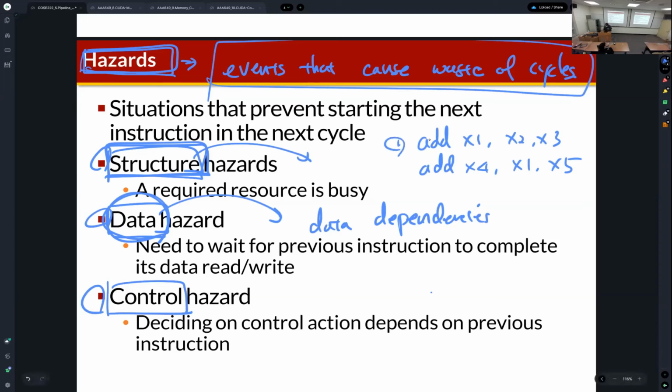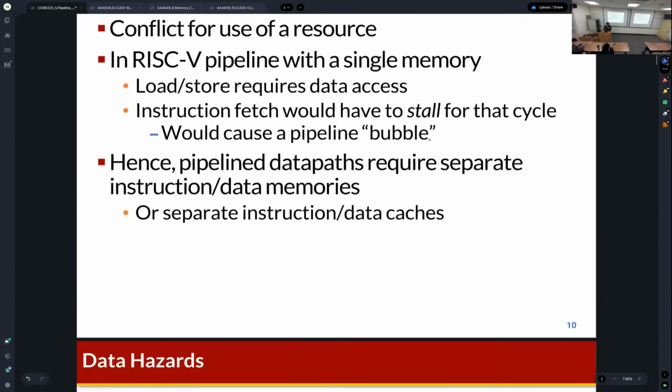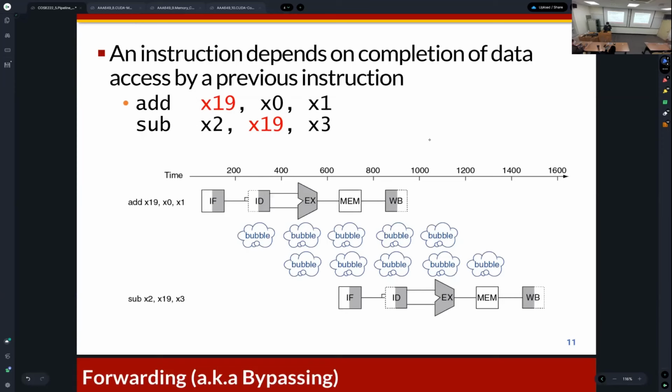If we see these two instructions, the following instruction needs the result from the former instruction, right? But we already know that the result of this add instruction is returned to the register file in the write back stage, write back step actually in a single cycle processor. And what's the problem? The problem is that this is another example.